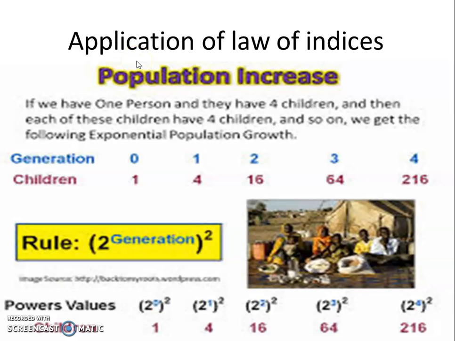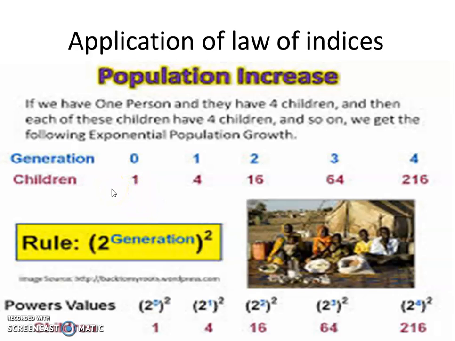Most probably, the application of law of indices is useful in statistical methods. I give just an example of that. Population increase means what? If we have one person and they have 4 children, and then each of these children have 4 children, and so on, we get the following exponential population growth. How many generations are there? 0, 1, 2, 3, and 4 are there.